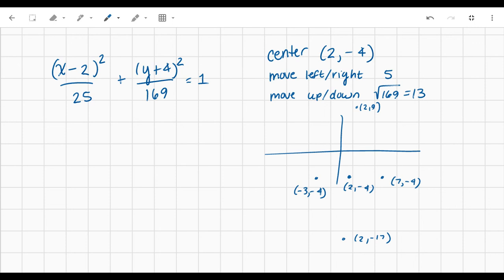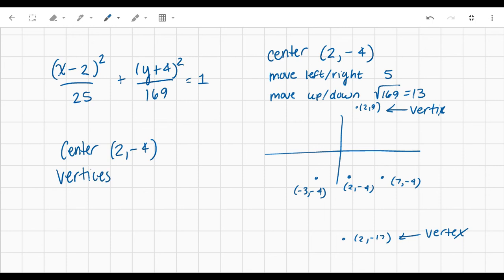Now, Alex is only going to consider the farther ones, the vertices. Singular is vertex. I think technically the other ones are not considered vertices. I think it's just easier if you use them interchangeably, but they're not. So our center would be at 2, negative 4. Our vertices would be the ones that are farther away, so 2, 9 and 2, negative 17.